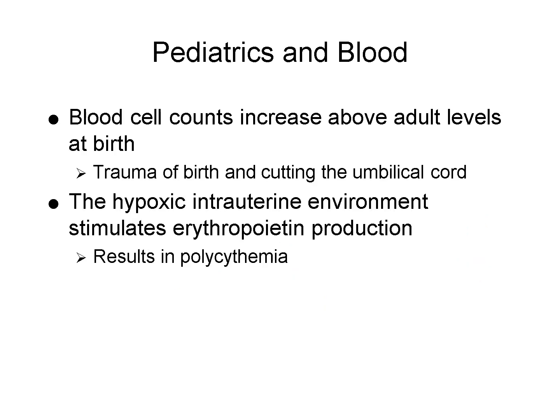At birth, blood cell counts are elevated compared to adult levels. This increase is due to the physiological stress of delivery and the cutting of the umbilical cord. Additionally, the relatively low oxygen levels in the womb stimulate fetal erythropoietin production, leading to a higher number of red blood cells, a condition called polycythemia. This adaptation helps ensure oxygen delivery during the early transition to life outside the uterus.